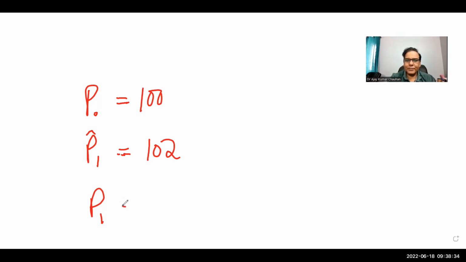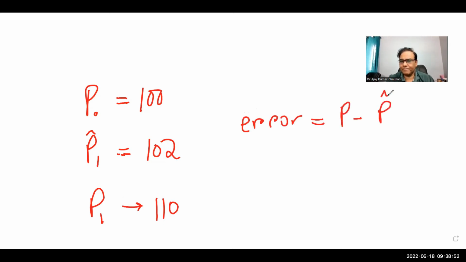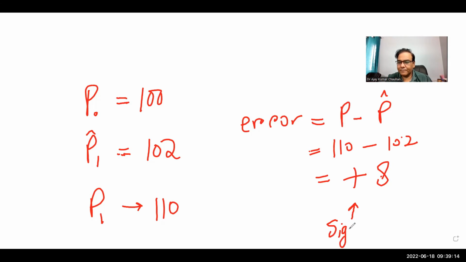Now assume that the actual price will be 110. Now what is the error term in this case? The error is always equal to actual price minus forecasted price. It means 110 minus 102, which is plus 8. So this error of plus 8 has two properties. This is known as the sign effect of error, and this is the size effect of error.